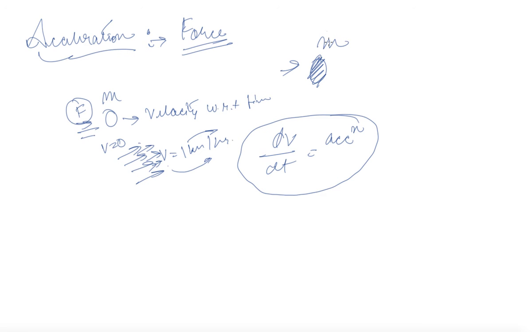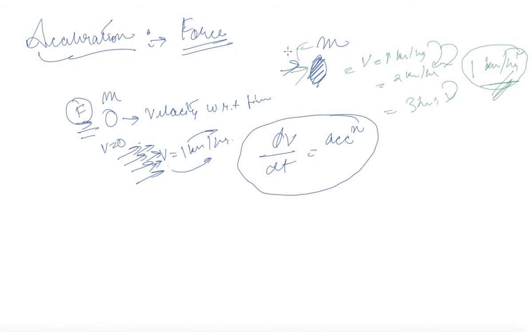Therefore, now it will be, say suppose V equals 1 kilometer per hour. After some time it will be 2 kilometer per hour. After some time it will be 3 kilometer per hour. So the rate of change of velocity is 1 kilometer per hour square. The rate of change is actually 1 kilometer per hour square. So this is what is happening when we apply a force F.